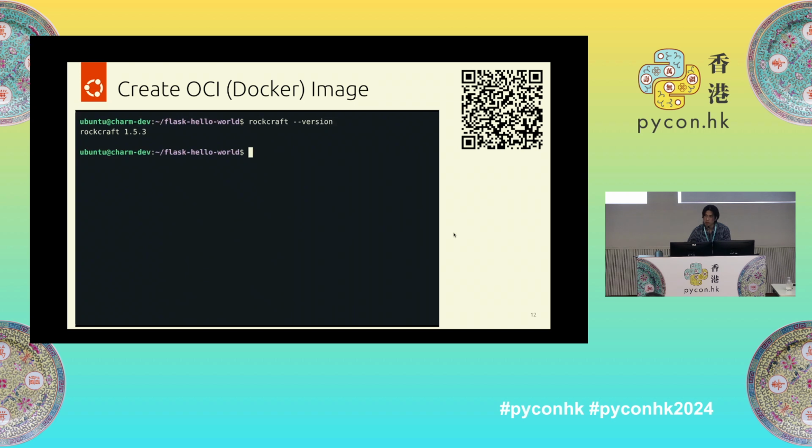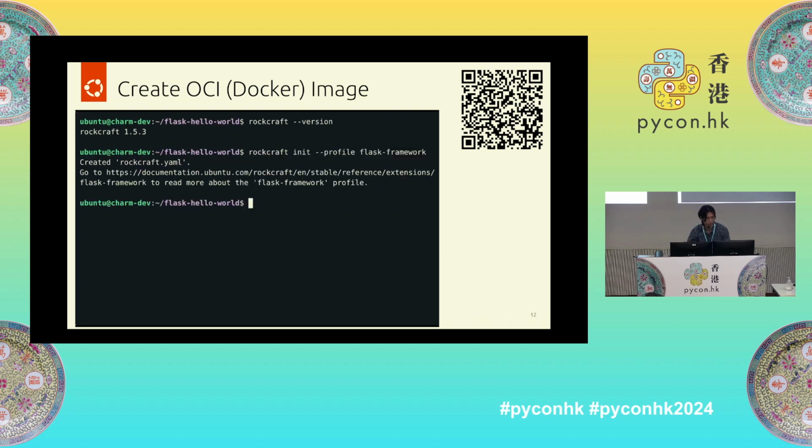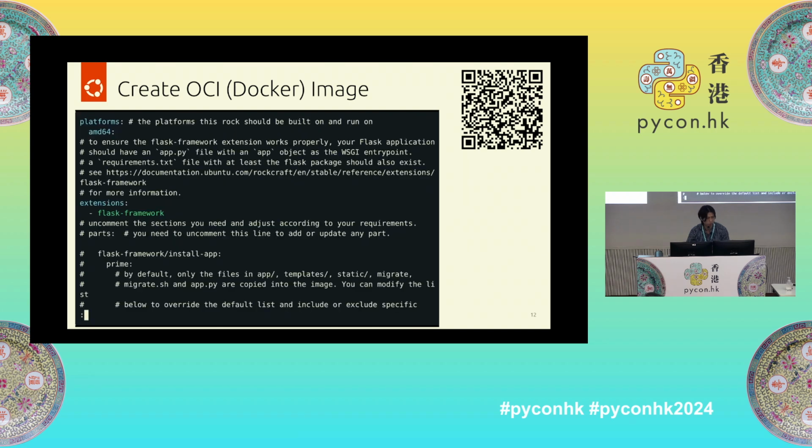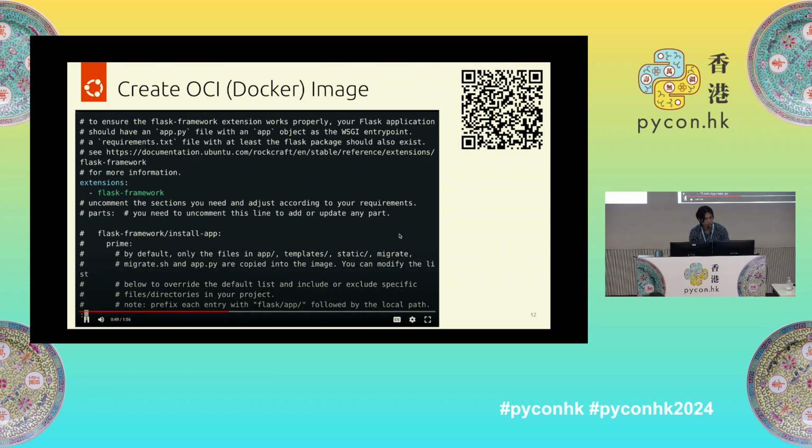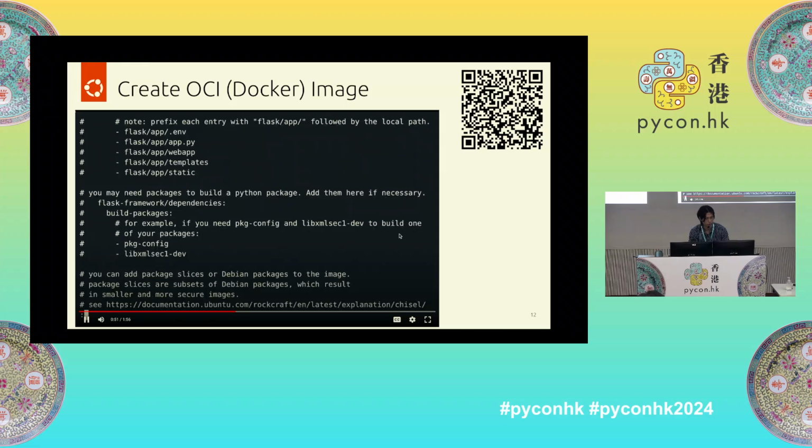So this is the tool. You can install it. If you're using Ubuntu, you can just do snap install rockcraft, and then it will fetch the version of Rockcraft that is in the latest stable version. And then you do rockcraft init with profile flask-framework. If you're using things like the Django framework, you can also do that. This is the YAML that it will automatically generate for you.